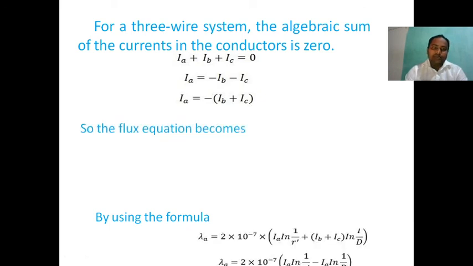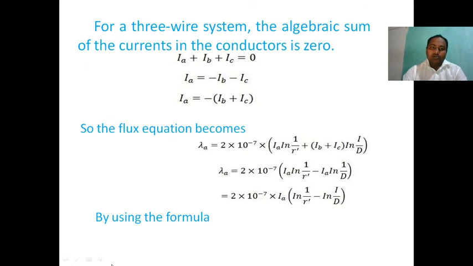So the flux equation becomes lambda A, the flux linkage of conductor A, is equal to 2 into 10 power minus 7 into IA log 1 by R dash plus IB plus IC log 1 by D. We replace IB plus IC with minus IA. So the flux linkage of conductor A is equal to 2 into 10 power minus 7 IA log 1 by R dash minus IA log 1 by D.